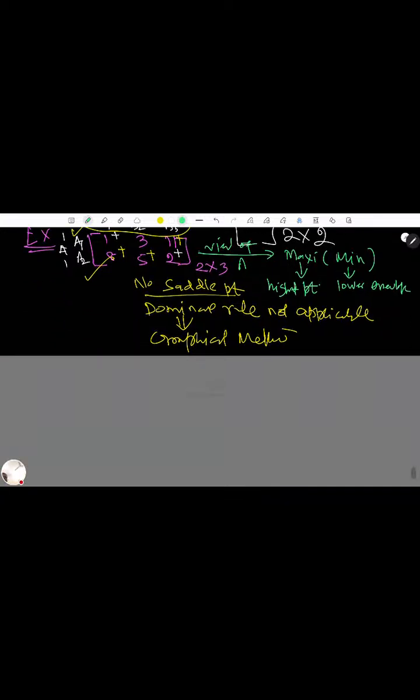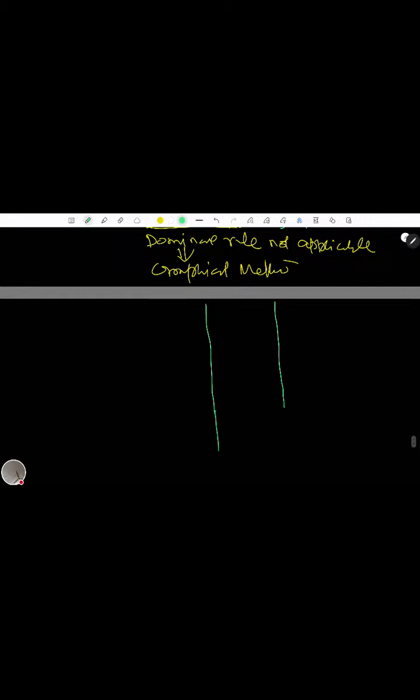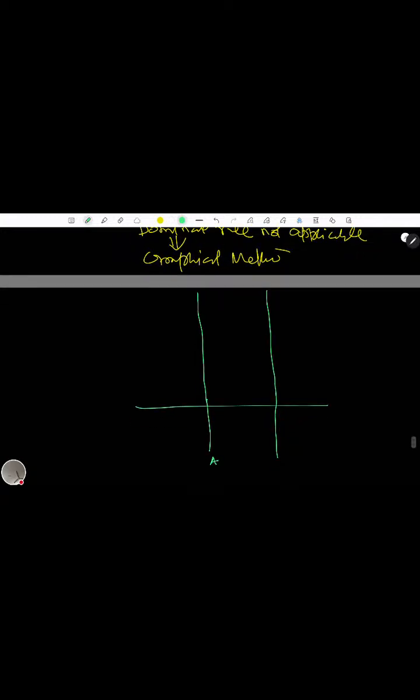So that means we take the graph of this. We take two parallel vertical lines at a unit distance apart. Let this strategy be for A: A1 and A2.